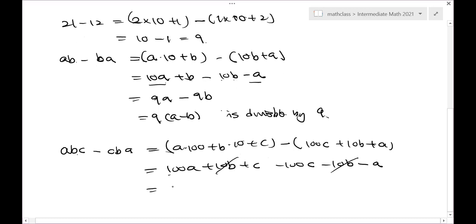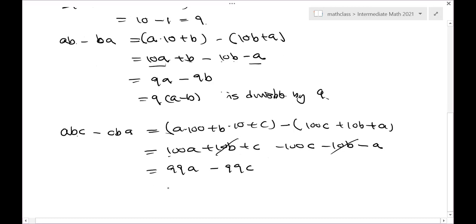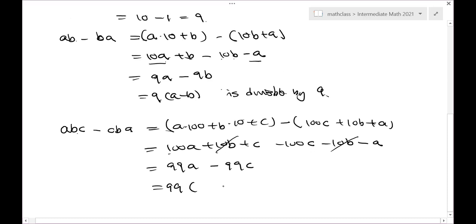100 minus 1 is 99A. And then C minus 100C is negative 99C. So now you have a common factor, 99. So it's always like that. So this is divisible by 9. Okay. All right.